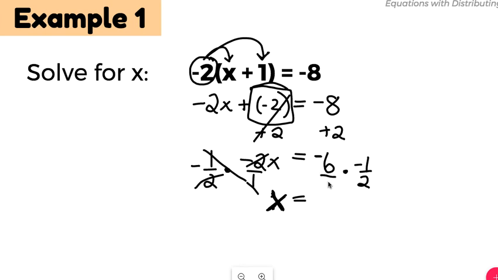On the right-hand side, when I multiply across, 6 times 1 is 6. 1 times 2 is 2, so I get 6 over 2. Remember, I have a negative times a negative, and a negative times a negative is a positive. I'm actually going to get a little more room here.